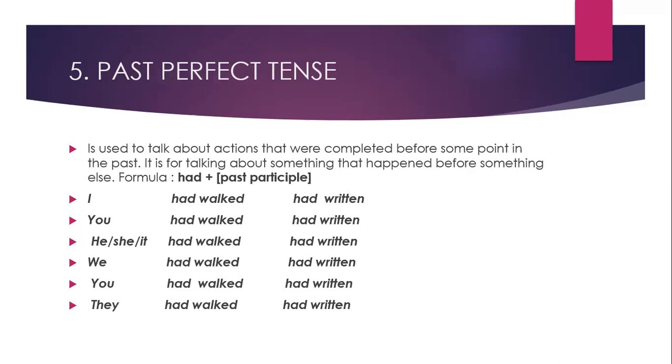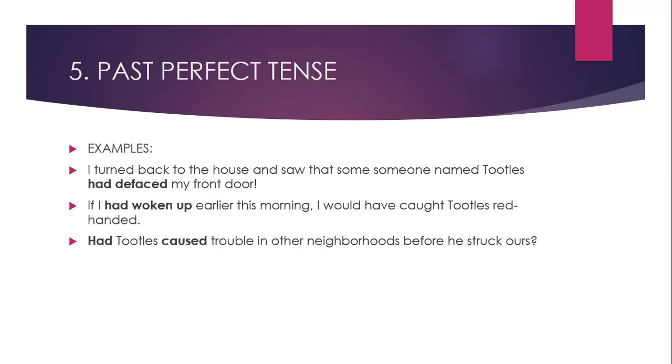I had walked, you had walked. So here we have the past tense of have, which is had, plus the past participle of the verb. So we had walked, you had walked, they had walked. Example, I turned back to the house and saw that someone named Tootles had defaced my front door. Had defaced, he has done it already in the past. He's completed that action before now.